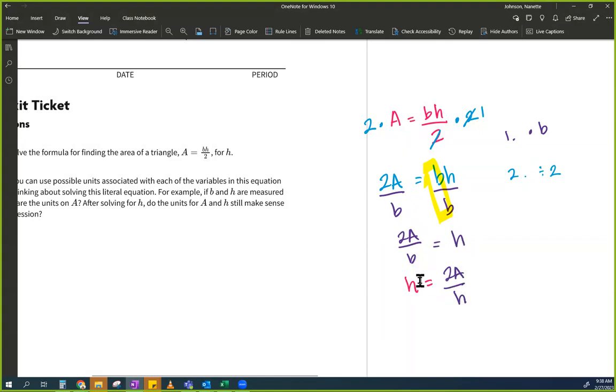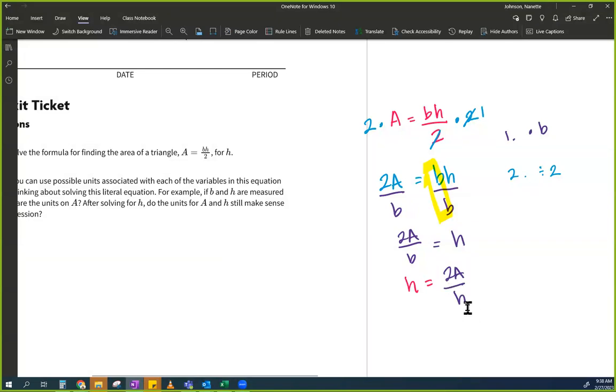Value-wise, those two statements are equivalent. So please get comfortable seeing things like this, because if you're only comfortable seeing it one way, I can definitely see where you might have problems down the road. Okay, so this is the answer. H is equal to 2A over B.